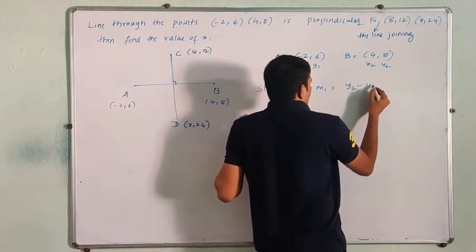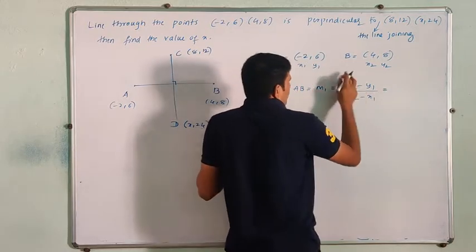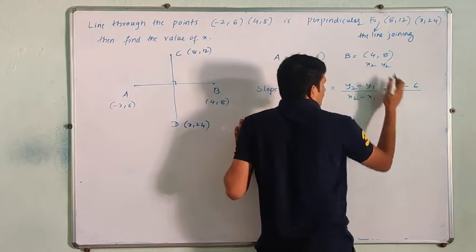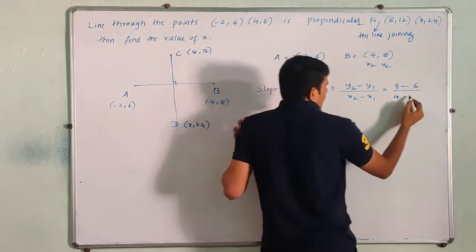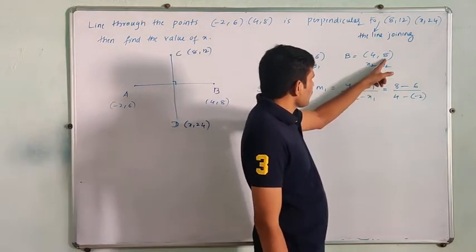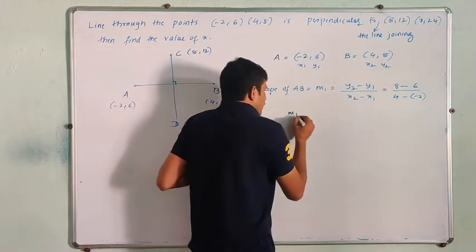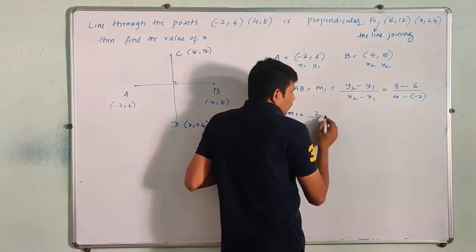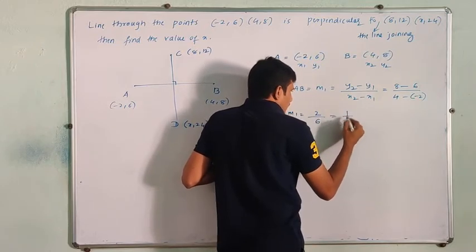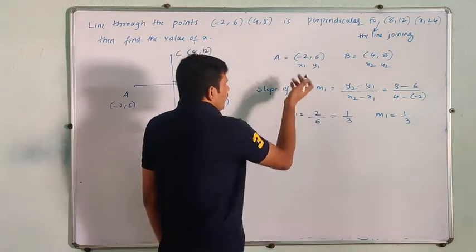The slope is y2 minus y1 divided by x2 minus x1. So m1 is equal to 8 minus 6 divided by 4 minus (-2). Is it clear, friends? So 8 minus 6 is 2, and 4 plus 2 is 6. Therefore m1 is equal to 1 by 3. Right, then I find the slope of CD.